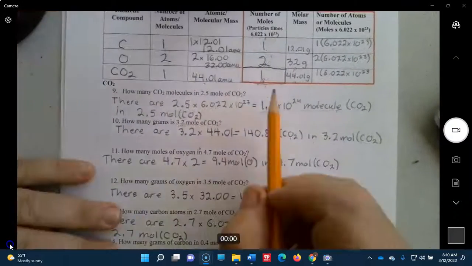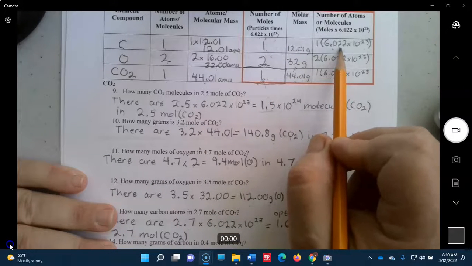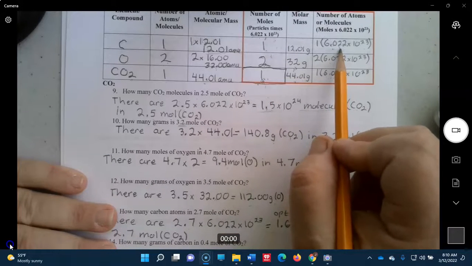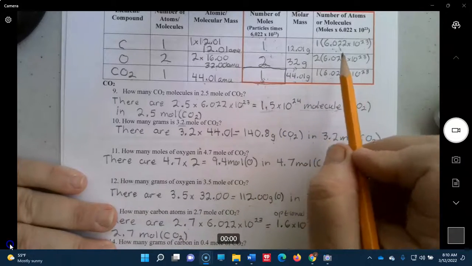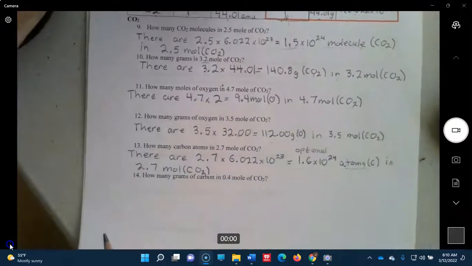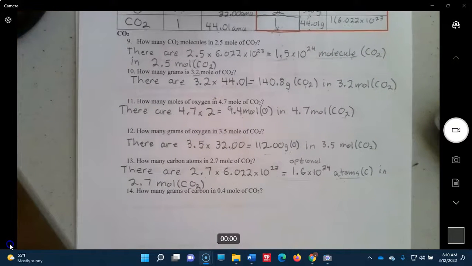Again, 1 mole of CO2 is 1 mole, or 6.02 times 10 to the 23rd atoms of carbon, rather. So 2.7 moles of CO2 is going to be 2.7 times this number. All right, we'll keep going. Last one for this set. How many grams of carbon in 0.4 moles of CO2?